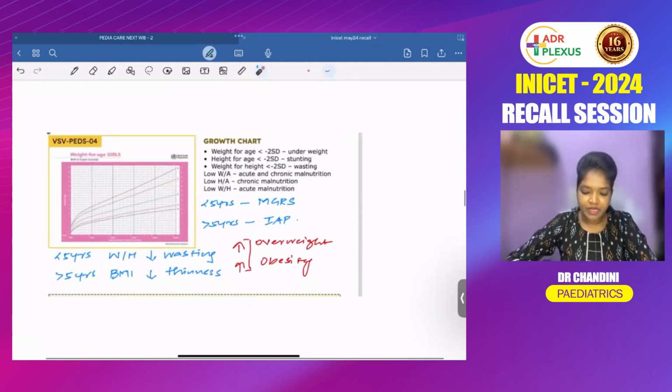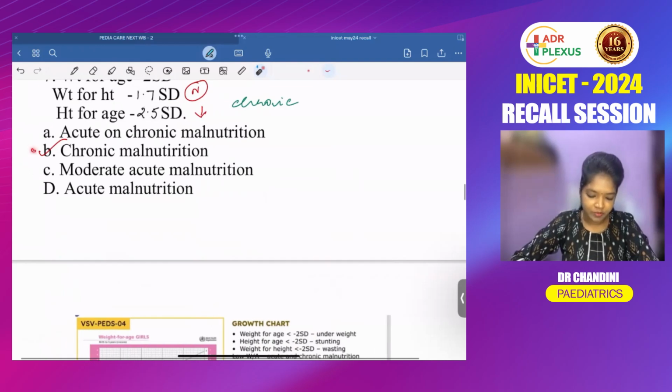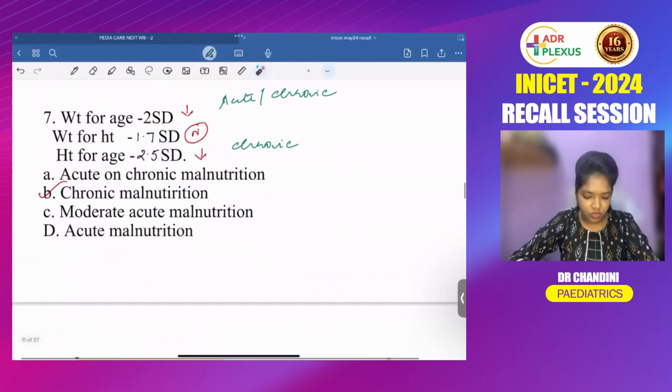So this is already being discussed in our BSV also. Weight for age is below means underweight. Height for age is below means stunting. Weight for height is less means it is wasting. When weight for age is affected, it could be both acute and chronic. When height for age is affected, it is chronic. When weight for height is affected, it is wasting and it is acute malnutrition. So the answer to our question is actually option B, chronic malnutrition, because only the height for age is affected.